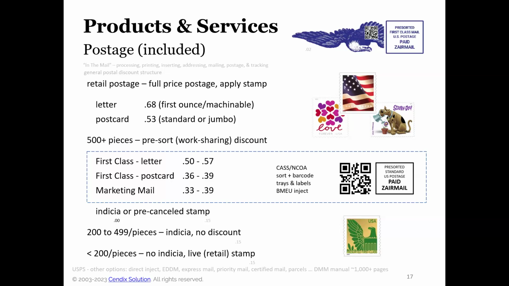If we have 500 or more pieces, then we can qualify for pre-sort. Pre-sort is a work sharing discount. By work sharing, I mean, since we sort the mail and we bundle it, we put it in courier route order, et cetera, the Postal Service doesn't have to do that sorting. Because we do that work up front, they give us a discount. That discount ranges, it's not one specific number. It depends on how well the mail sorts down. So you can see first class is between 50 and 57 cents, postcard between 36 and 39, marketing mail 33 to 39.